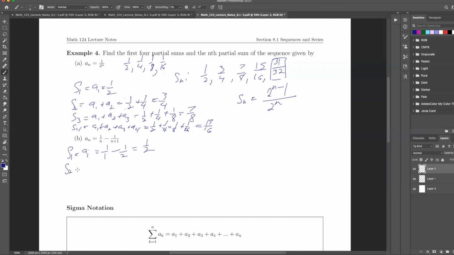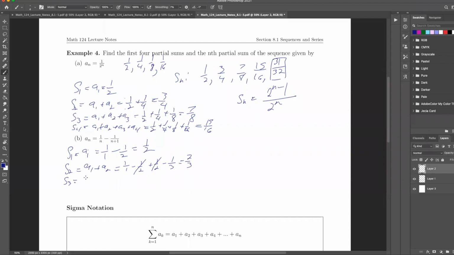So let's do S2. S2 is equal to A1 plus A2. Well, A1 is 1 over 1 minus 1 over 2. A2 would be 1 over 2 minus 1 over 3. But notice here that these two cancel each other. And so this is equal to 2/3.